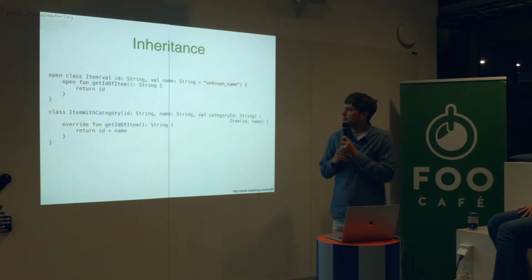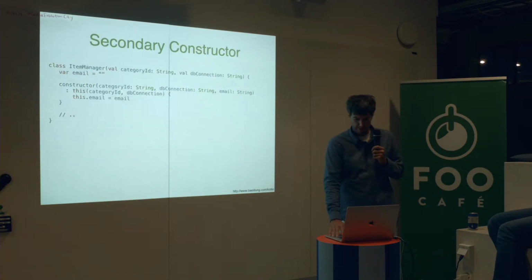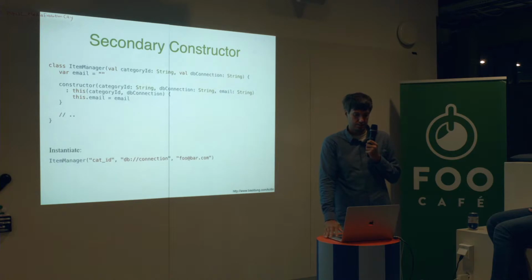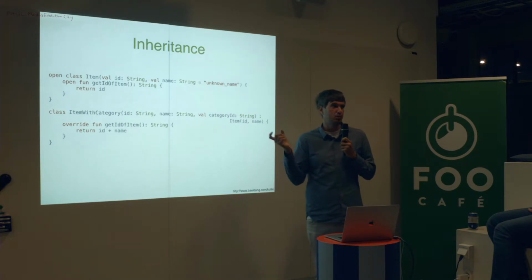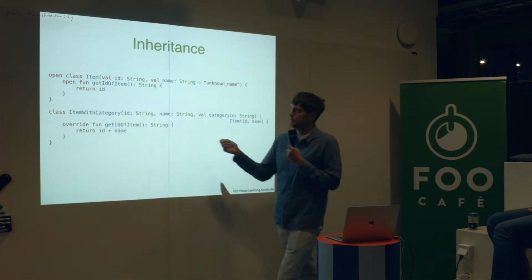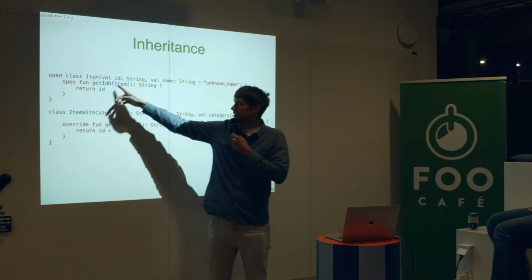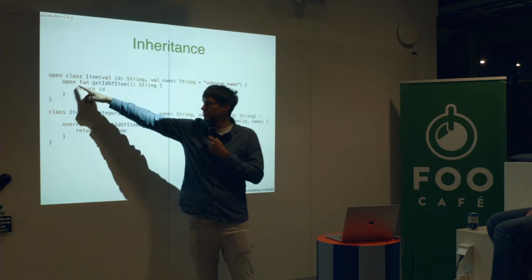Okay, so inheritance. By default, you just specify class, like we did here. The class will be the equivalent of final in Java. So if we want to be able to extend from a class, we need to declare it explicitly as open. This is what we're doing here. Here we have an item, which we have explicitly declared as open. And likewise, the functions that we want to be able to override will be declared open.